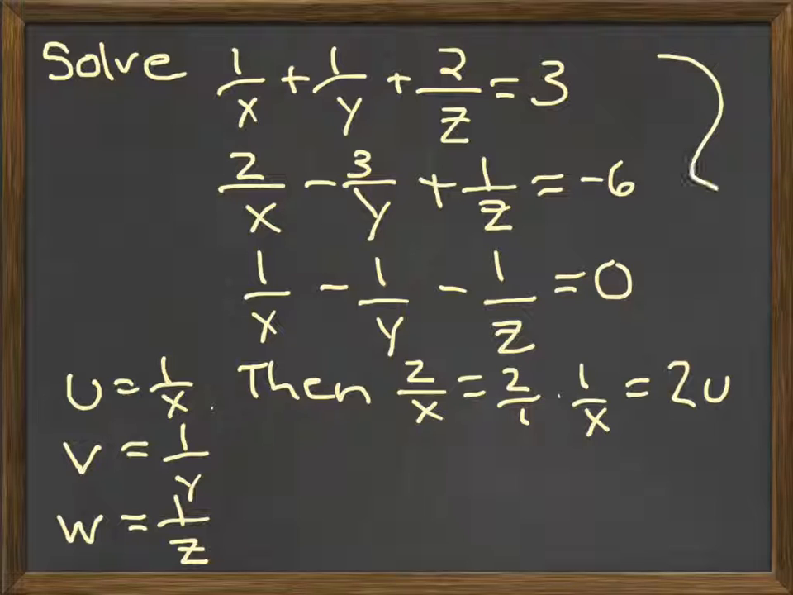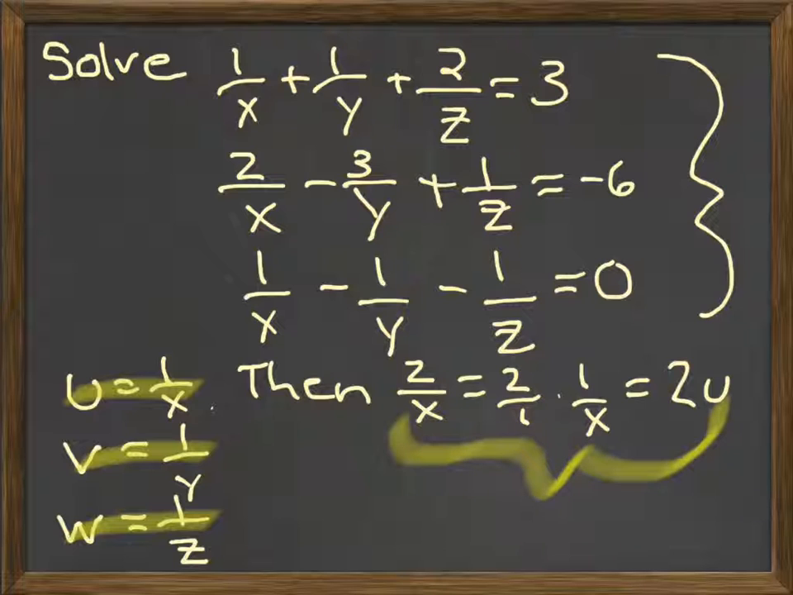It's the system with these three equations, and the trick that we used was that you could turn this into a system more like we had been solving by letting u be 1 over x, v be 1 over y, and w be 1 over z. And down here it shows why something like 2 over x would be the same as 2 times u. You could write it as 2 over 1 times 1 over x. 2 over 1 is 2, and 1 over x is equal to u.